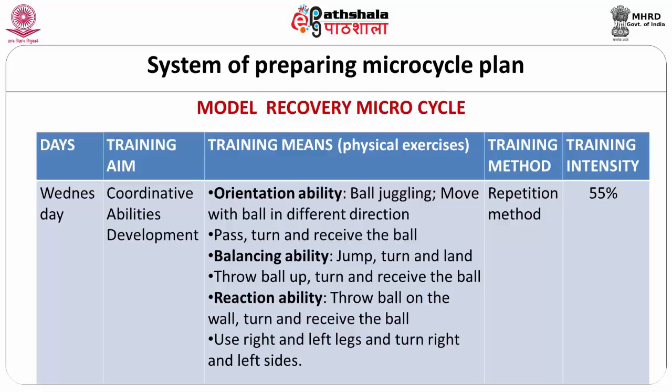Wednesday, coordinative abilities development. The names of the coordinative abilities are orientation ability, balancing ability, reaction ability, which are more suitable for football players. The exercises used: ball juggling, movement with ball in different directions, pass, turn and receive the ball. For balancing ability: turn and land, throw ball up, turn and receive the ball. And for reaction ability: throw ball on the wall, turn and receive the ball, use right and left legs and turn right and left sides. We can use repetition method, 55% intensity.